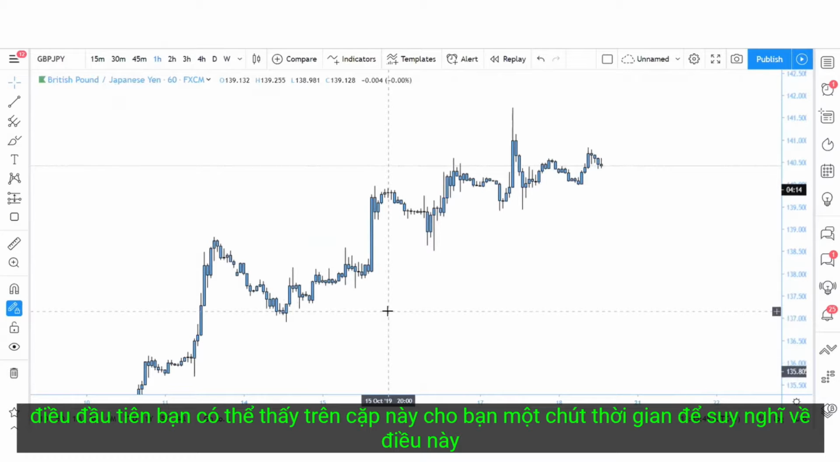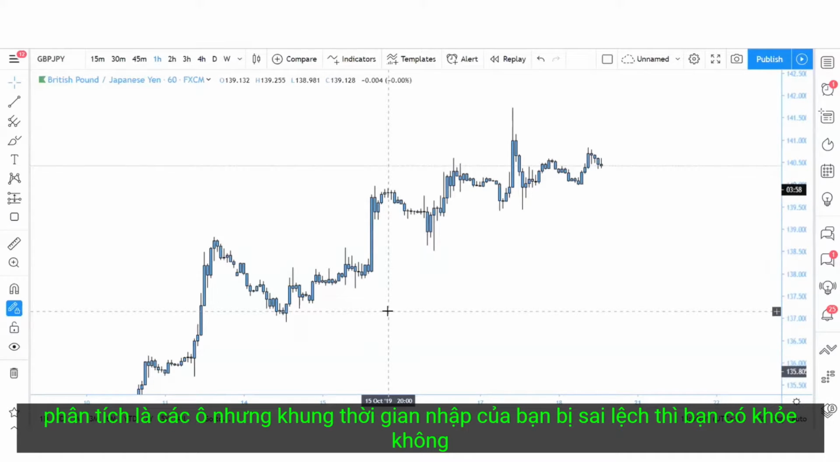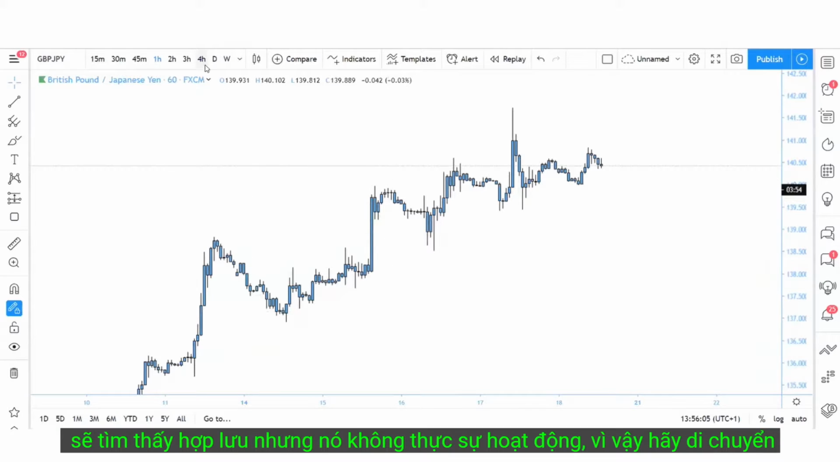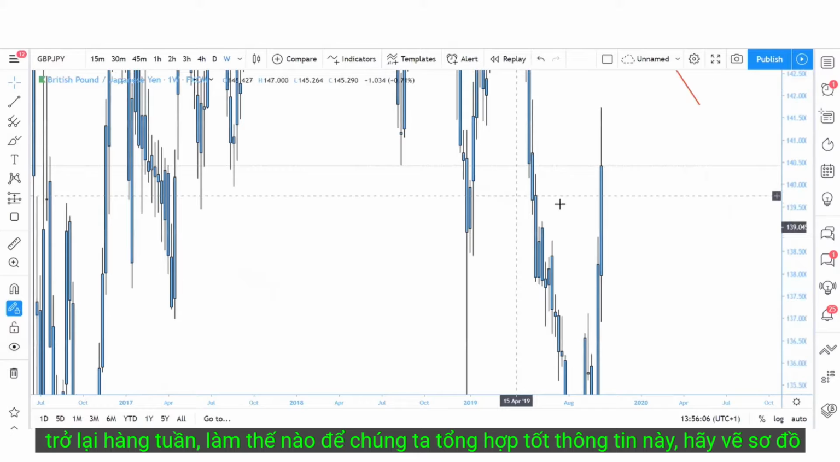Well, that's going to be difficult because if the higher time frame analysis is sells, but your entry time frame is buys, then how are you going to find confluence? Well, it's not really going to work, is it? So let's move back to the weekly. How do we digest this information?